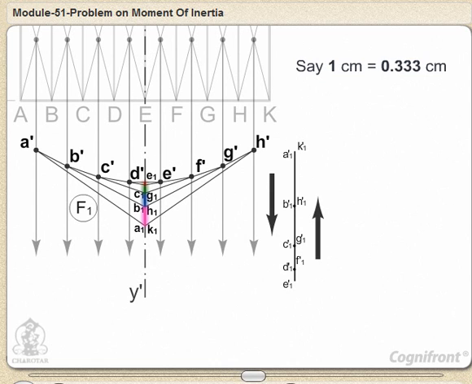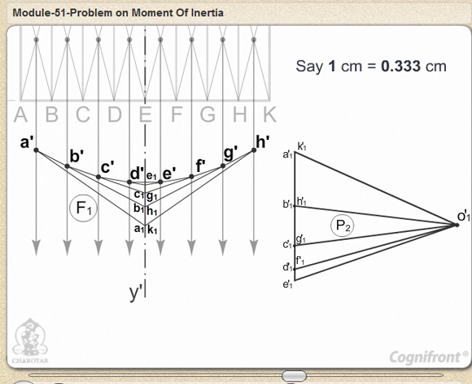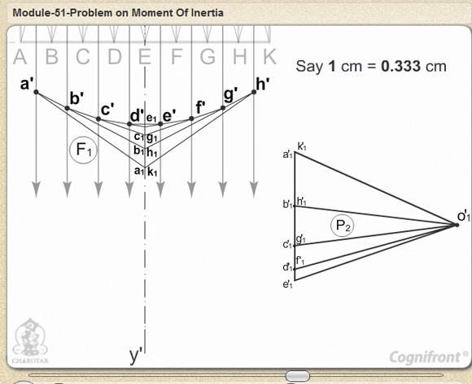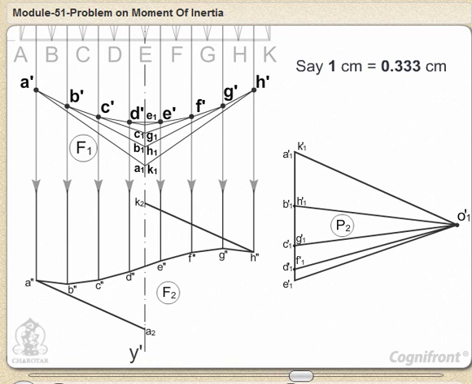Thus, the intercepts from A-1 to E-1 coincide with those from K-1 to E-1. Note that according to the selected scale, length A-1E-1 is 3 times the length A1E1. Select a pole O1 at a suitable distance D2, say 6 centimeters, and complete the polar diagram P2. Draw the corresponding funicular polygon F2.